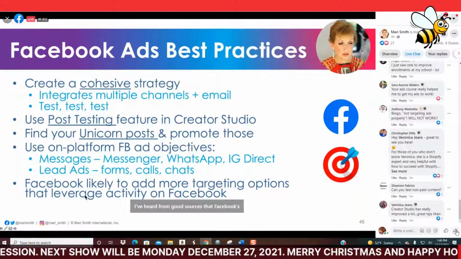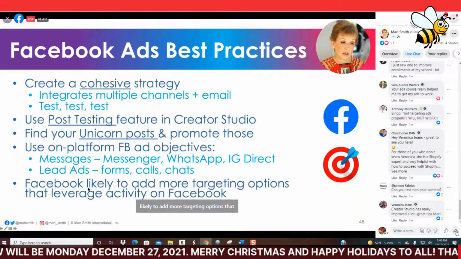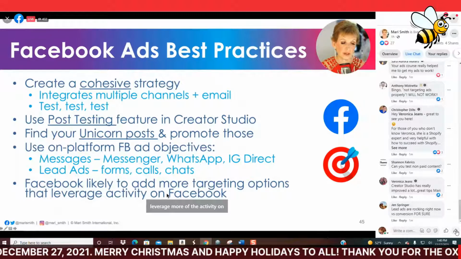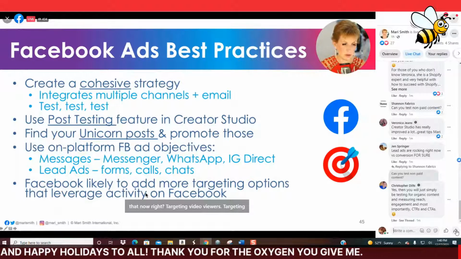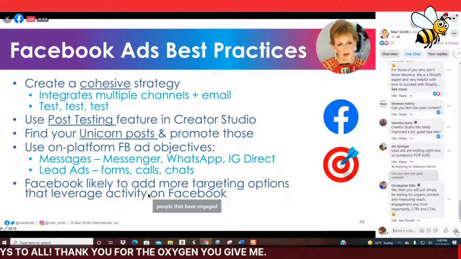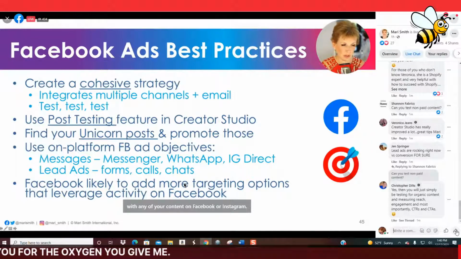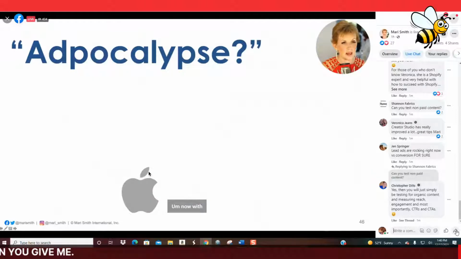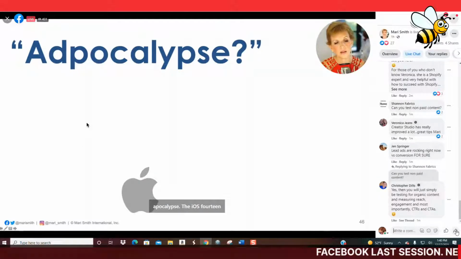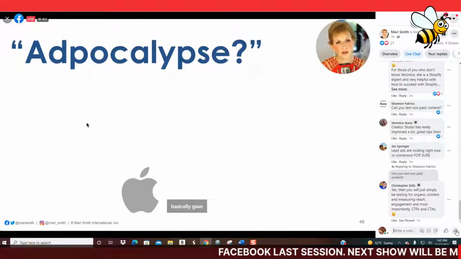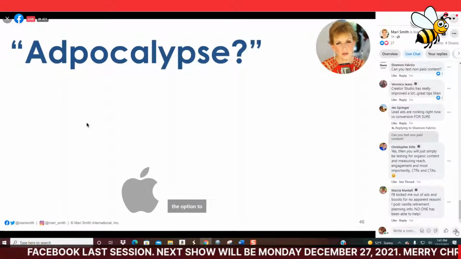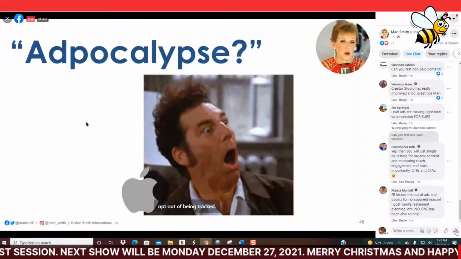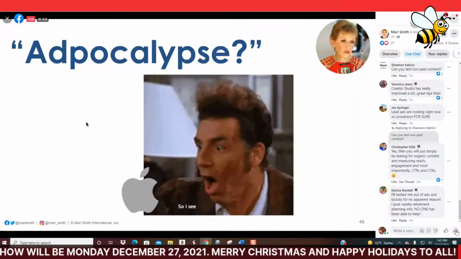And I've heard from good sources that Facebook's likely to add more targeting options that leverage more of the activity on Facebook, which is great. You can already do that now, right? Targeting video viewers, targeting people that have engaged with any of your content on Facebook or Instagram. Now, with the giant adpocalypse, iOS 14 and 15, Apple basically gave iPhone and iPad users the option to opt out of being tracked.